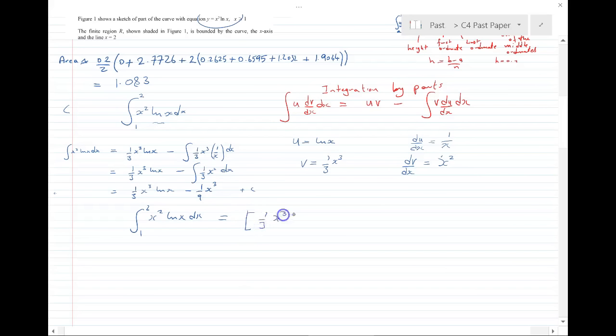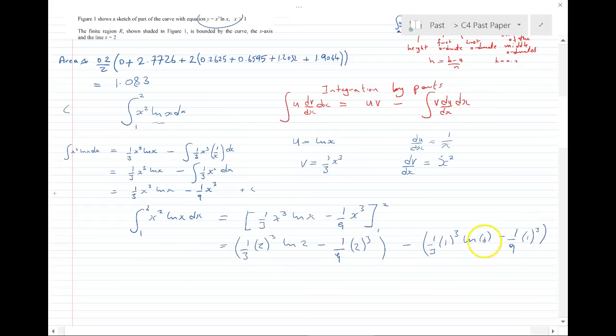1/3 x cubed ln x, take away 1 over 9 x cubed between the limits 2 and 1. So that gives me 1/3 2 cubed ln 2, take away 1 over 9 times 2 cubed. That's putting the 2 in. Now taking away the value with 1: 1/3 1 cubed ln 1, take away 1 over 9 times 1 cubed.